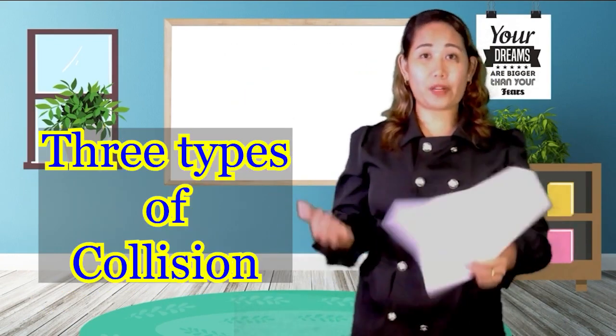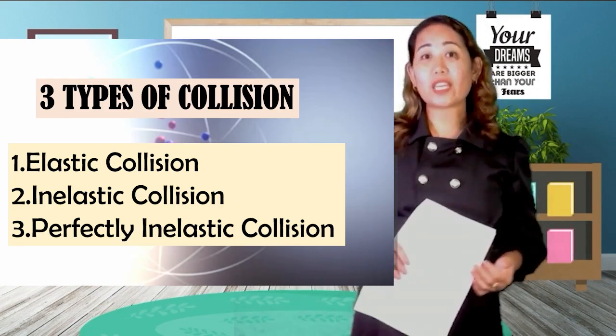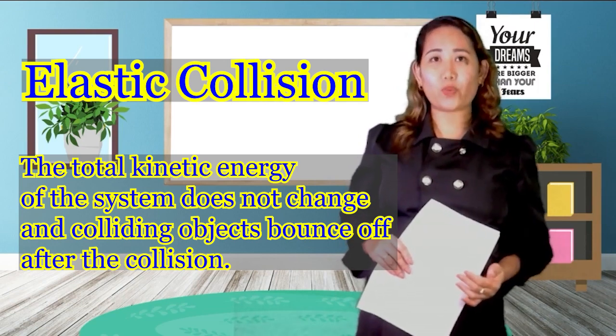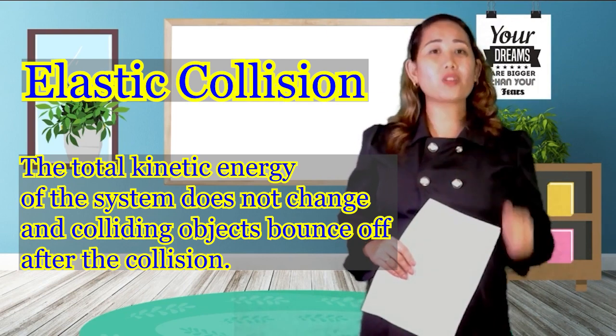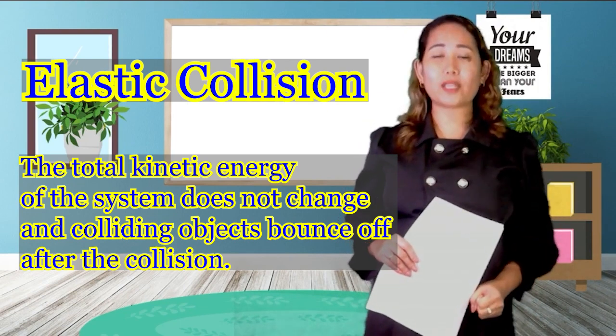All right, class, so there are 3 types of collision. When you say elastic collision, it is one in which the total kinetic energy of the system does not change and colliding objects bounce after the collision.